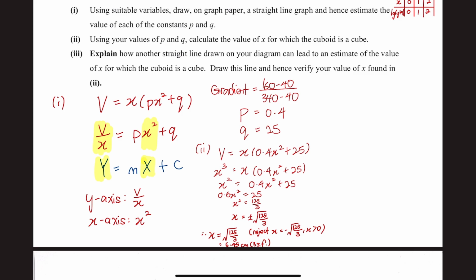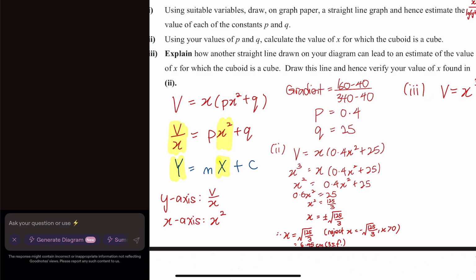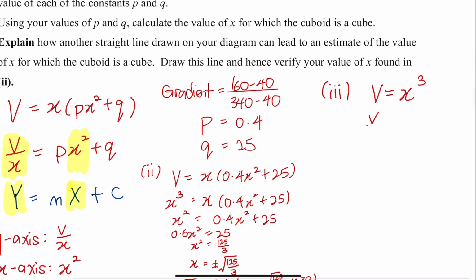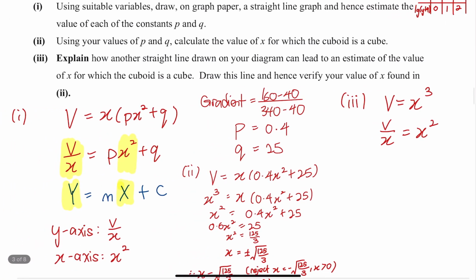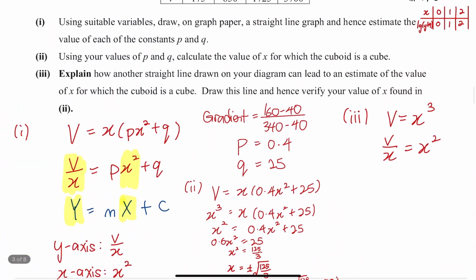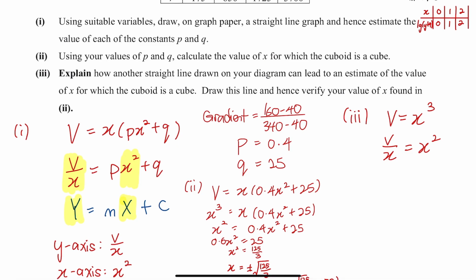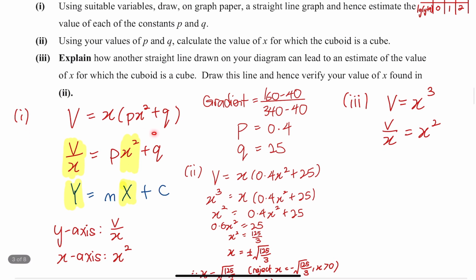Okay, last one, part 3. Explain how another straight line can be drawn on your figure to estimate the value of x for which the cuboid is a cube. When it is a cube, the volume is x cubed. Okay, which means that based on my graph here, if I were to manipulate this equation, I will have v divided by x is equal to x squared. And now I've obtained back the form of the graph that I've drawn, which is v over x against x squared. Okay, so over here, remember this is the original line that I drew.